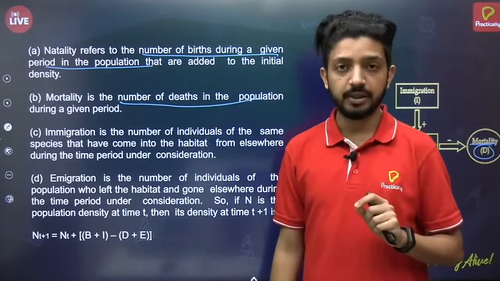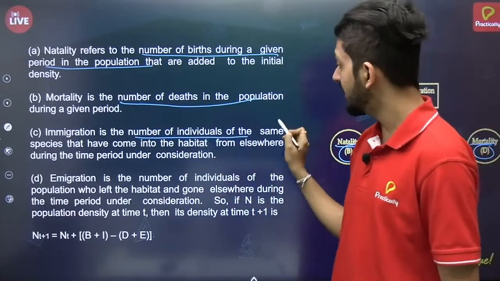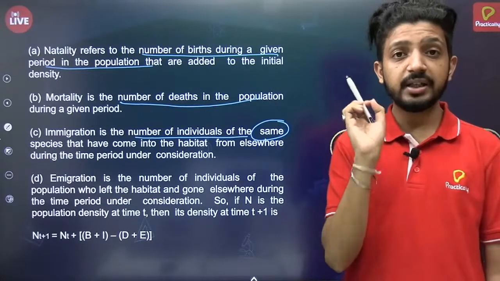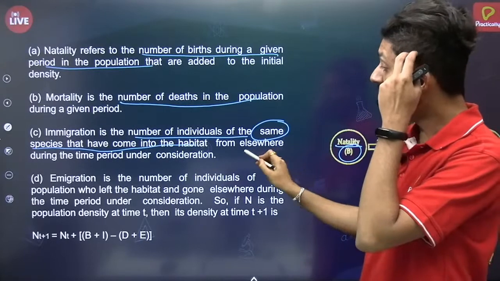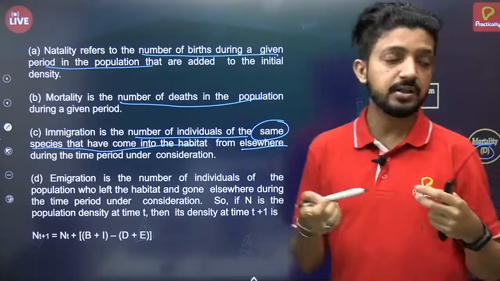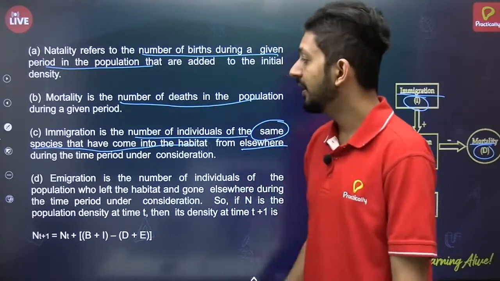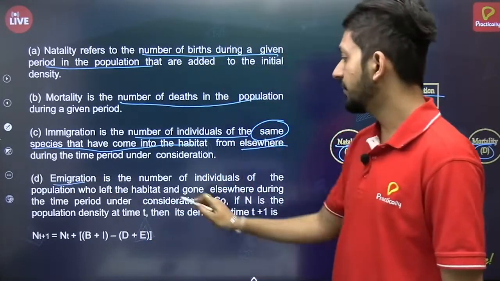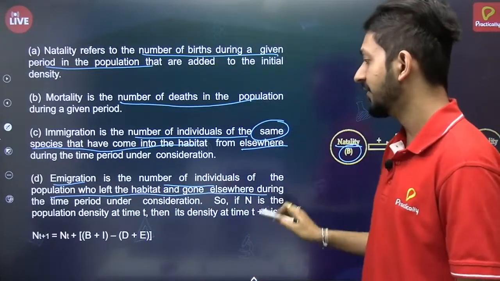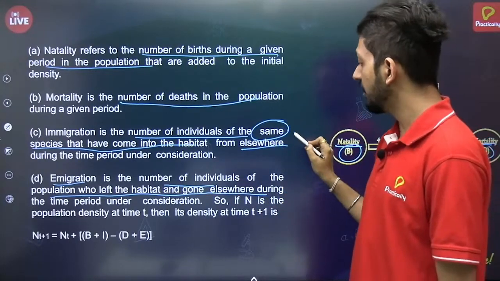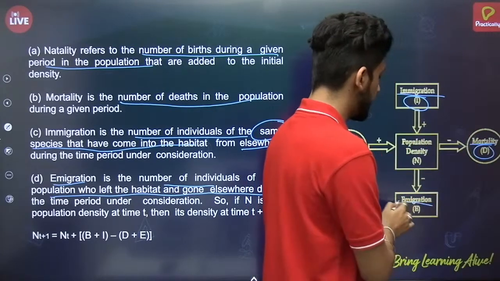Then we have immigration, which is the number of individuals of the same species, and this is a very important keyword, that have come into the habitat from elsewhere during the time period of consideration. This is immigration, represented by I. And then we have emigration, which is the number of individuals of the population who left the habitat and gone elsewhere during the time period. Again, they need to be of the same species as well. That is emigration, which is represented by E.